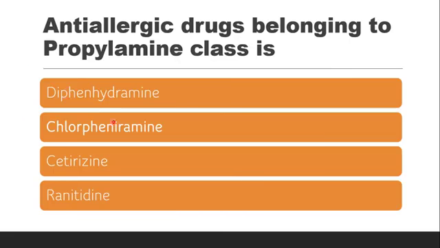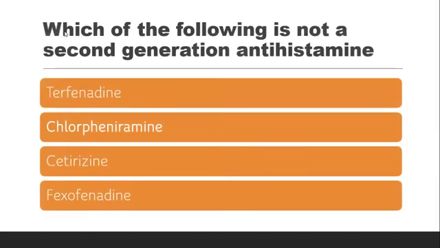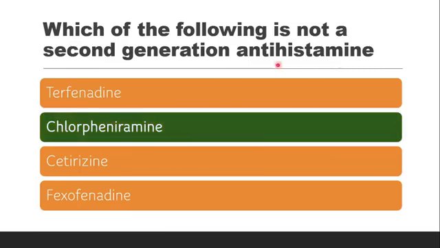That is ethanolamine class and propylamine class. Propylamine is also known as alkylamine class. The correct answer for propylamine class is chlorpheniramine. Next question is, which of the following is not a second generation antihistamine? Whether it is terfenadine, chlorpheniramine, cetirizine, fexofenadine. The correct answer is chlorpheniramine, which is not a second generation antihistamine.